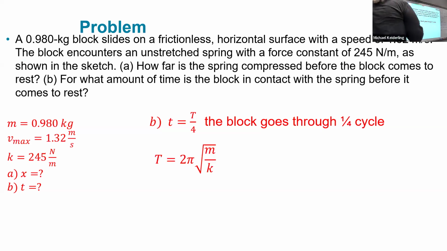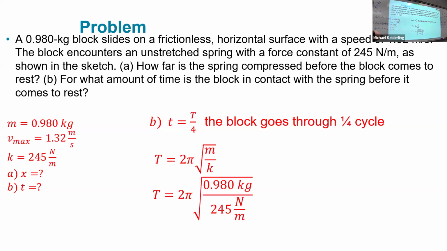So, period is equal to 2 pi times square root of m over k, because it's 2 pi over omega. So 2 pi times square root of 0.98 kilograms over 245 newtons per meter. Period is 0.397 seconds. That's the time it takes for one complete cycle.